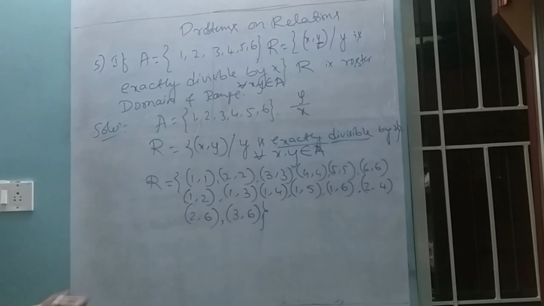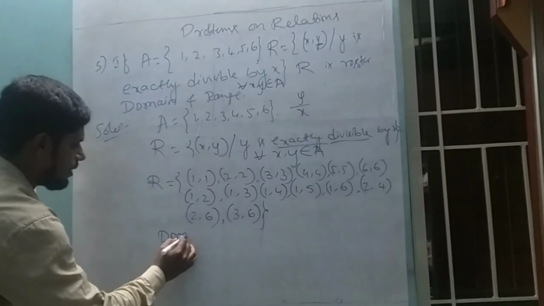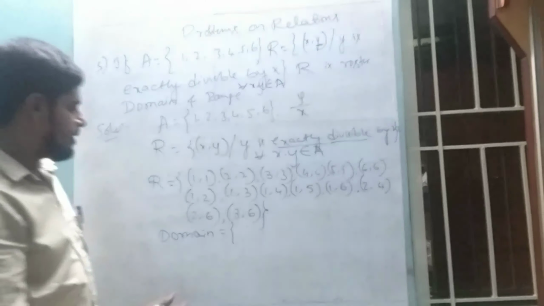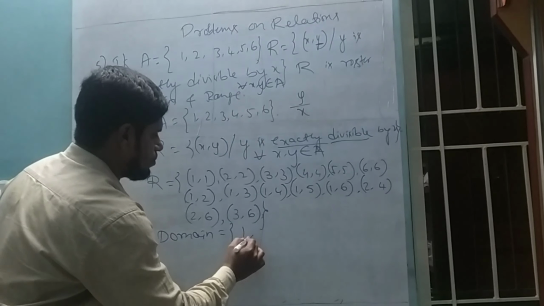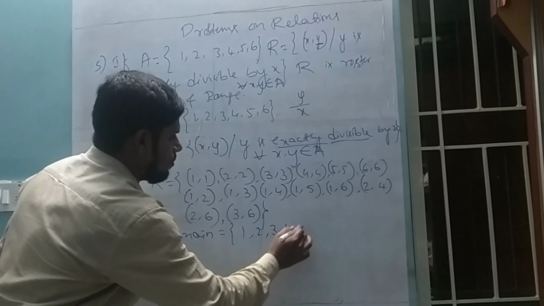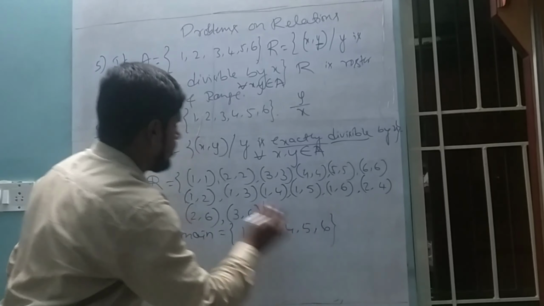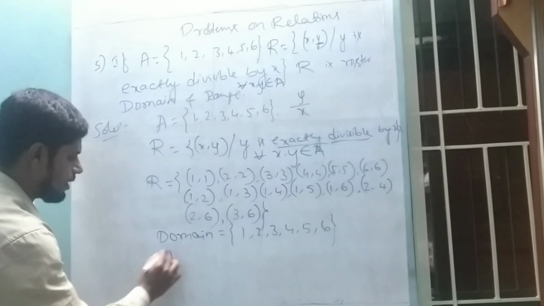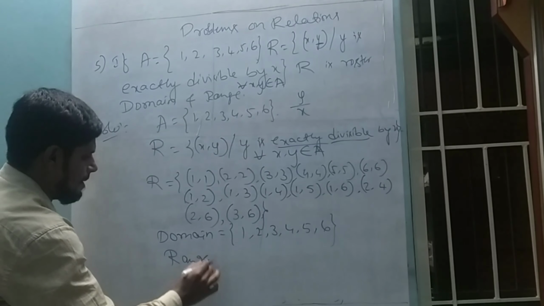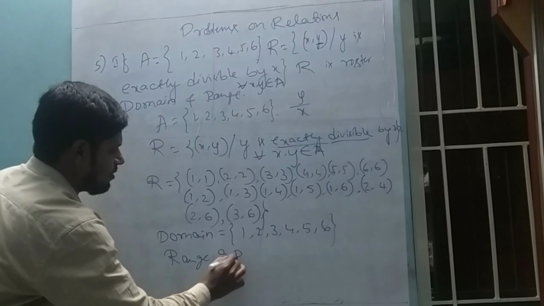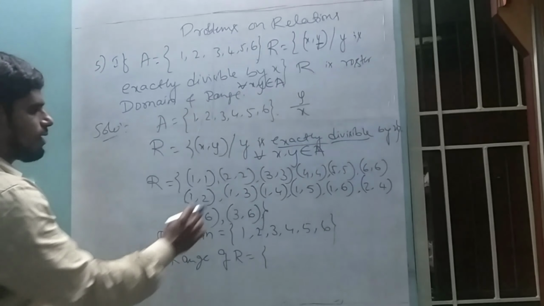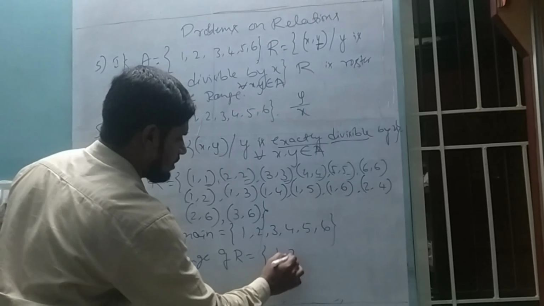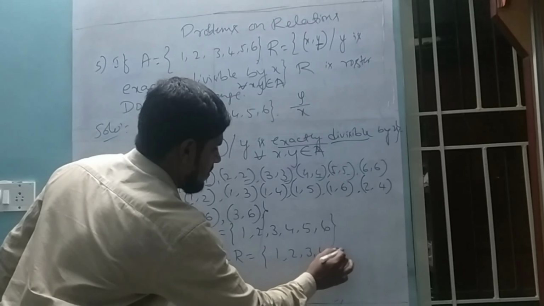Now with the help of this relation, let us see what the domain is here. Domain is equal to the first elements: 1, 2, 3, 4, 5, 6. Obviously the first elements are here itself. Okay, next range. Range of R, obviously, the second elements: 1, 2, 3, 4, 5, 6. Okay, again the same thing.